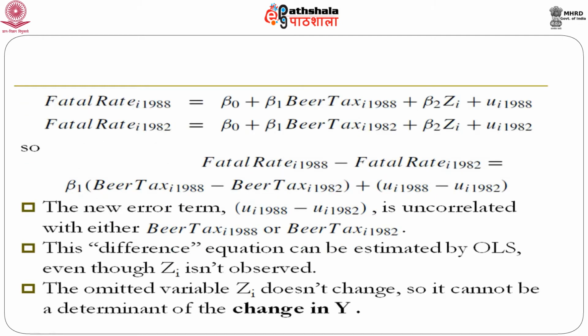So, if we take differences, fatality rate in 1988 minus fatality rate in 1982 is a function of beer taxes in 1988 minus beer taxes in 1982, plus the change in the disturbance term. The new error term is uncorrelated with beer taxes in 1988 or beer taxes in 1982. This difference equation can be estimated by OLS even though Z_i is not observed. The omitted variable Z_i does not change, so it cannot be a determinant of the change in Y.